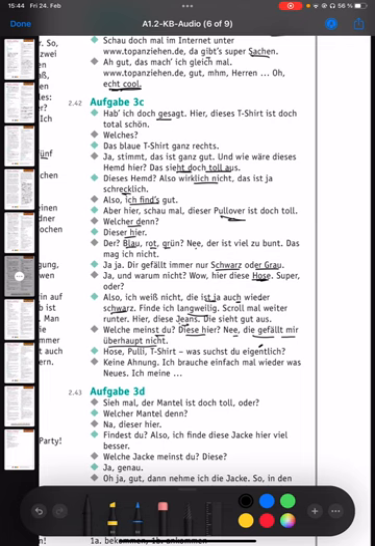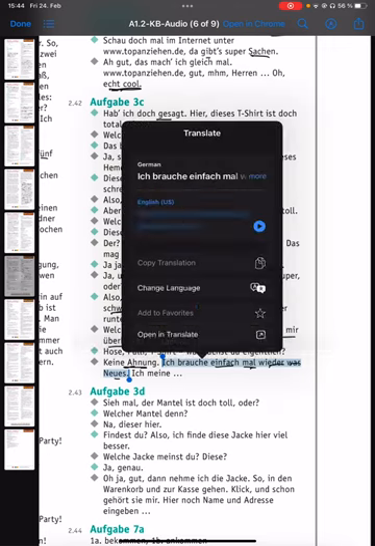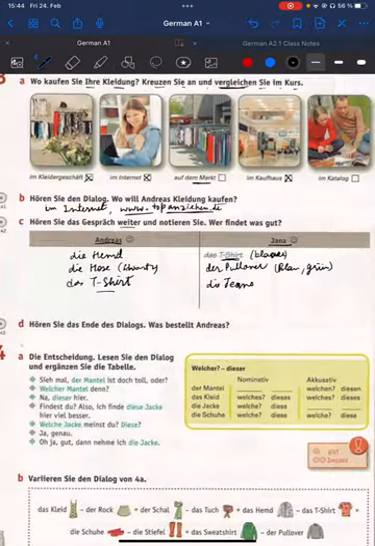Hose, Pulli, T-shirt. What are you searching for? Keine Ahnung, no idea. Ich brauche einfach mal wieder was Neues. Ich meine, okay. I need something new. I just need something new. Okay.